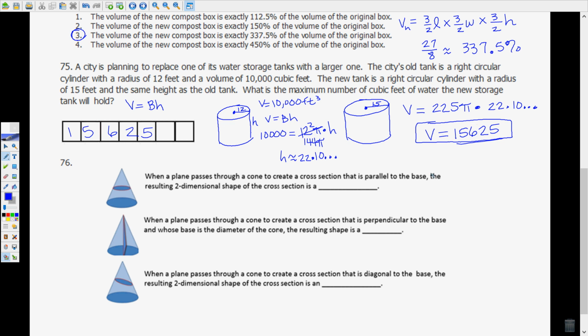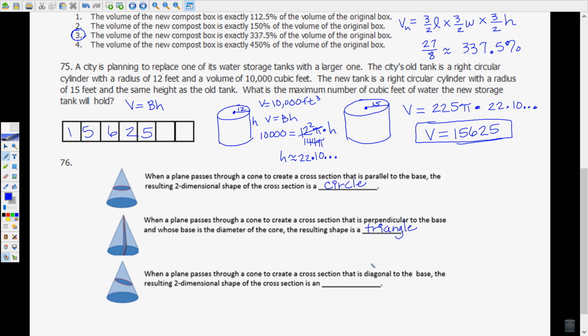Okay, 76, when a plane passes through a cone to create a cross-section that is parallel to the base, the resulting two-dimensional shape of the cross-section is a, and you can look at the picture and tell, it will be a circle. You visualize your cone, look at it from the top down, and you'll see it would be a circle. When a plane passes through a cone to create a cross-section that is perpendicular to the base and whose base is the diameter of the cone, the resulting shape is a. So think of if you were to slice that cone from the vertex to the base, you would get a triangle.